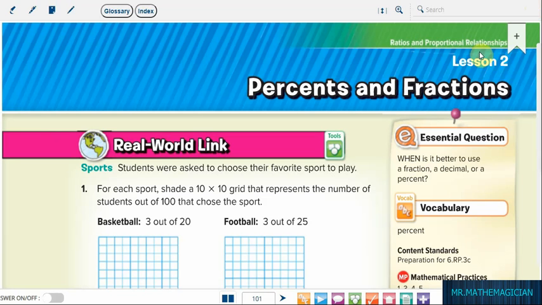This is Mr. Mahmoud explaining course 1, chapter 2, lesson number 2, percents and fractions. So if you have your books, please open on page 110 and let's start our lesson.